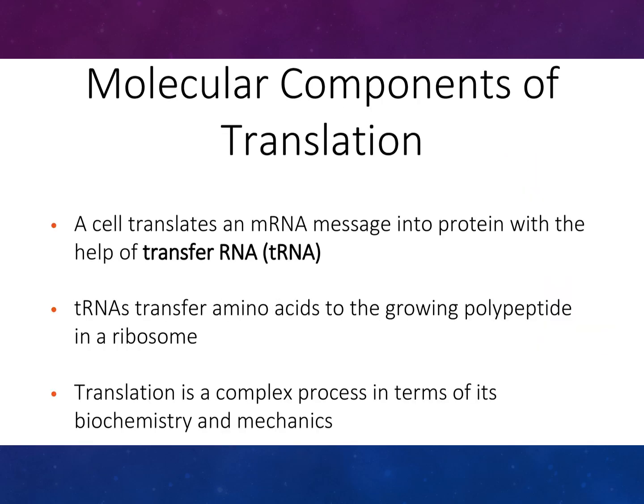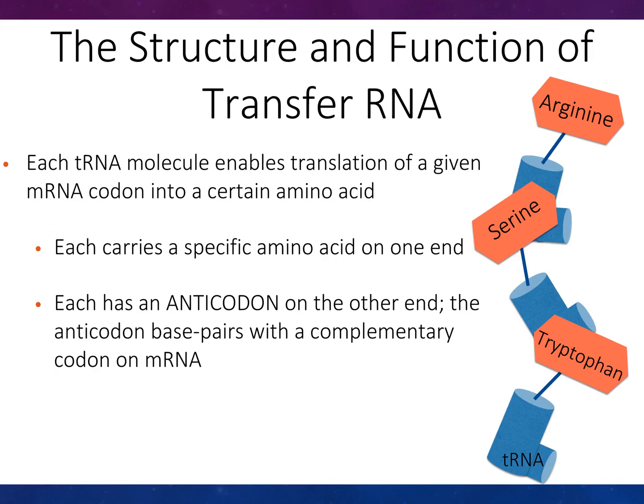The molecular components of translation: a cell translates an mRNA message into a protein with the help of transfer RNA. Transfer RNAs transfer amino acids to the growing polypeptide in a ribosome. Translation is a complex process in terms of its biochemistry and mechanics. So, the structure and function of transfer RNA. Each transfer RNA molecule enables translation of a given mRNA codon into a certain amino acid.